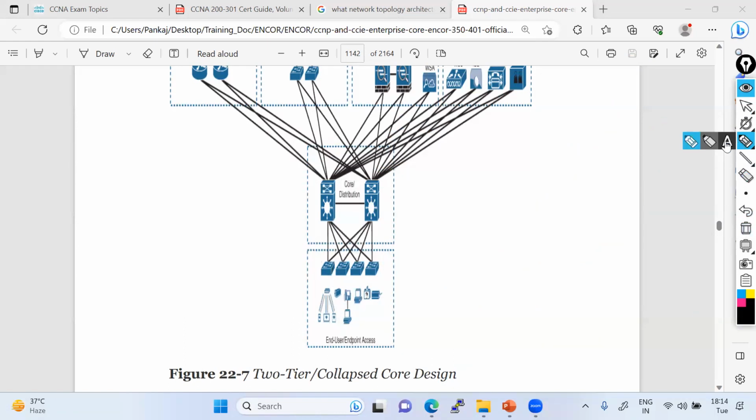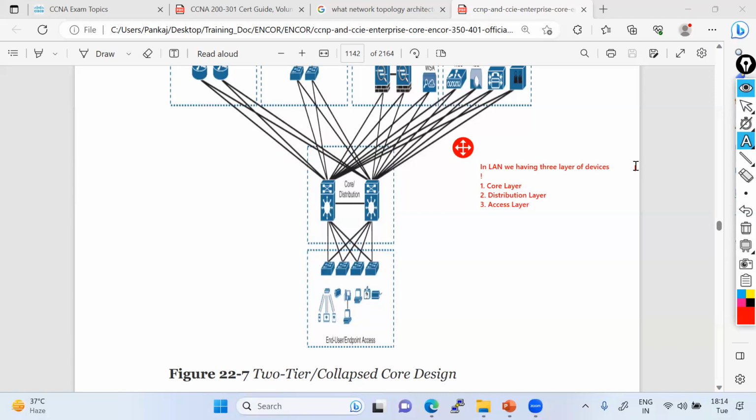So now we have three layers of devices. Let me just write here. So in the LAN, we have three layers of devices. The first one is your core layer. The second one is the distribution layer. And the third one is your access layer.